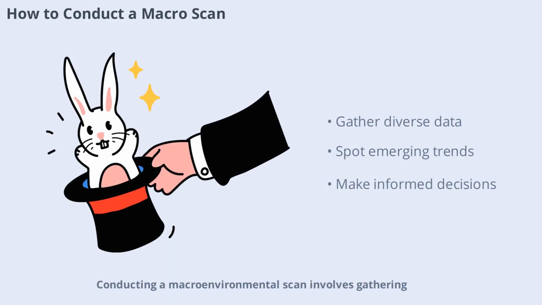Conducting a macroenvironmental scan involves gathering information from a variety of sources, such as news reports, industry publications, government data, and expert opinions. The goal is to identify trends and patterns that could impact your business. This process requires critical thinking and the ability to connect seemingly unrelated events. By regularly scanning the macroenvironment, companies can stay informed and make strategic decisions based on solid evidence.